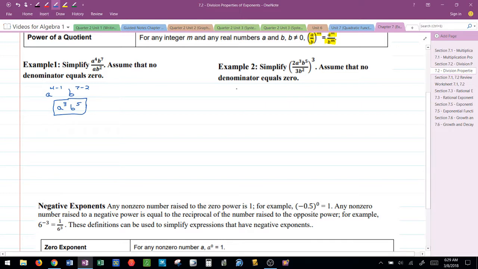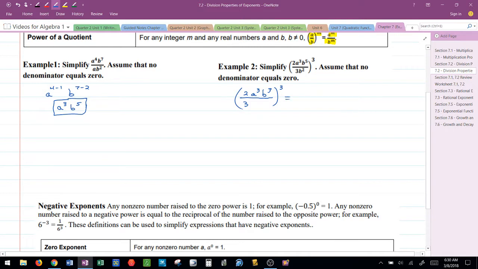First thing I'm going to do is focus on the numbers. I have 2 over 3, which I can't simplify. Let me rewrite this a little bit. I'm going to write a fraction bar here, and 2 and 3 stay there. Now I have a to the third, but no a's down on the bottom, so I just leave that a to the third up on top. I have b's on both the top and the bottom. Subtract the exponents: 5 minus 2 is b to the third, and I'm going to put that up in the numerator. Now I have to take this whole thing and raise it to the third power.